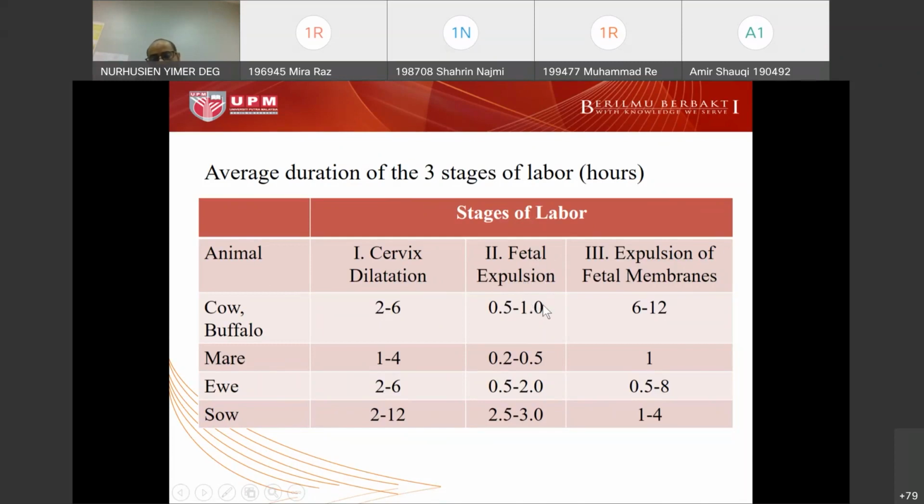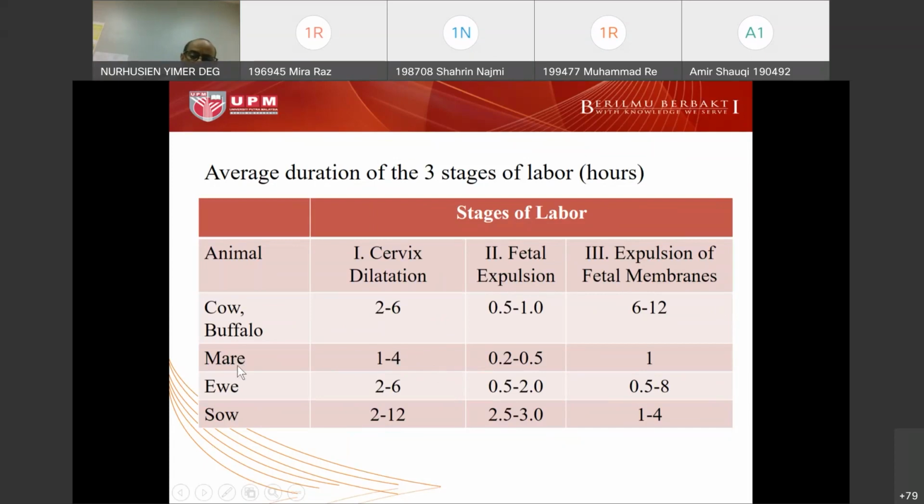So if this is going to be delayed more than this, then you have to expect problems and you need to be ready to assist. And the last stage is the longest period. It can take up to 12 hours in normal condition for the fetal membranes to be removed. Otherwise, you have to consider this as pathological, and then you need to do intervention. You need to intervene and help with this problem.